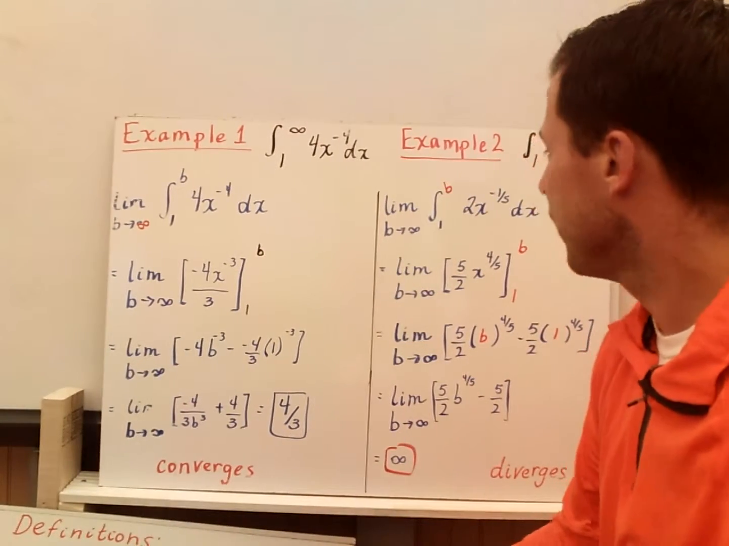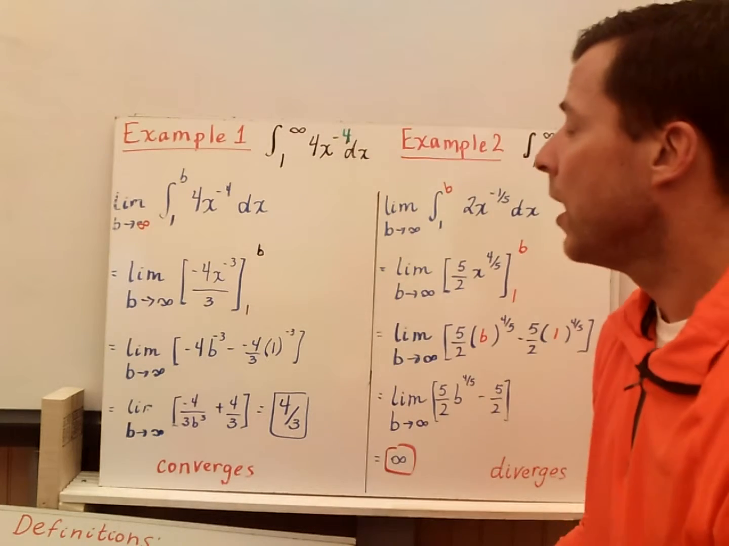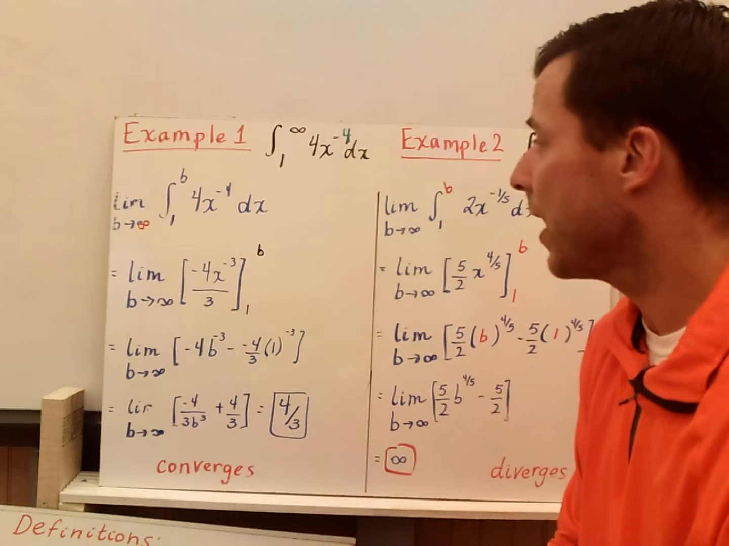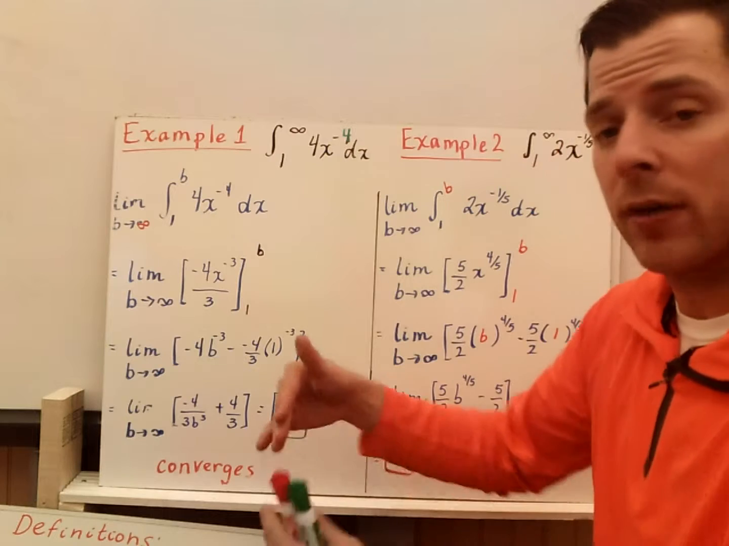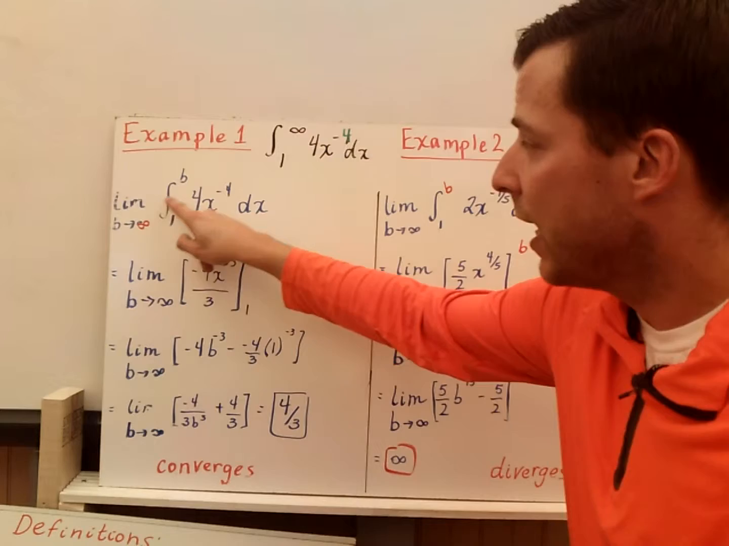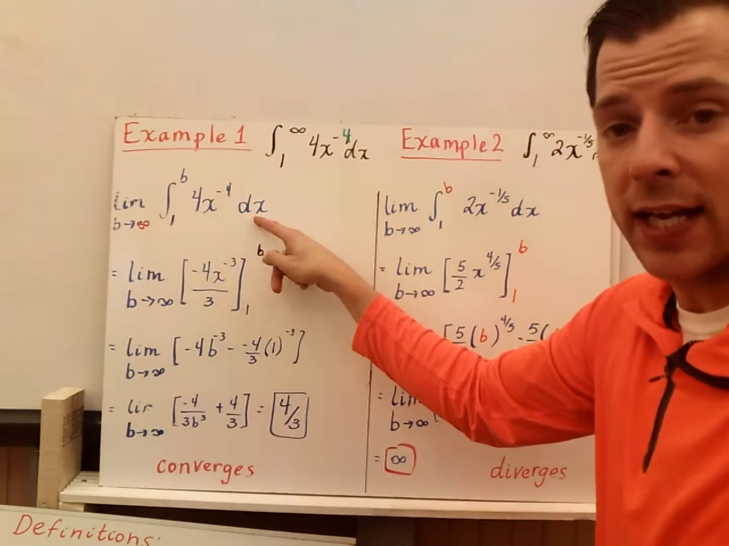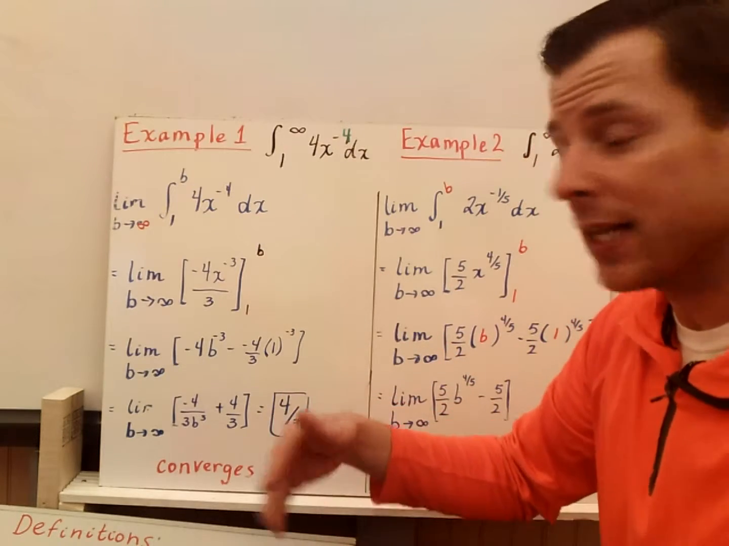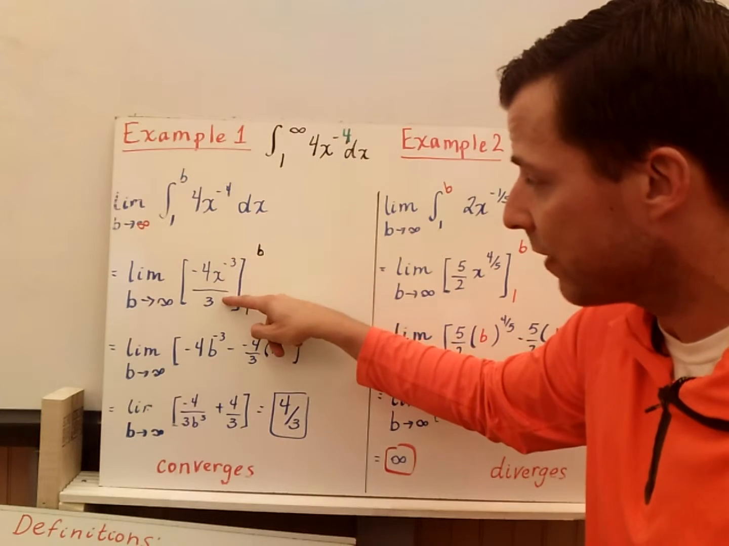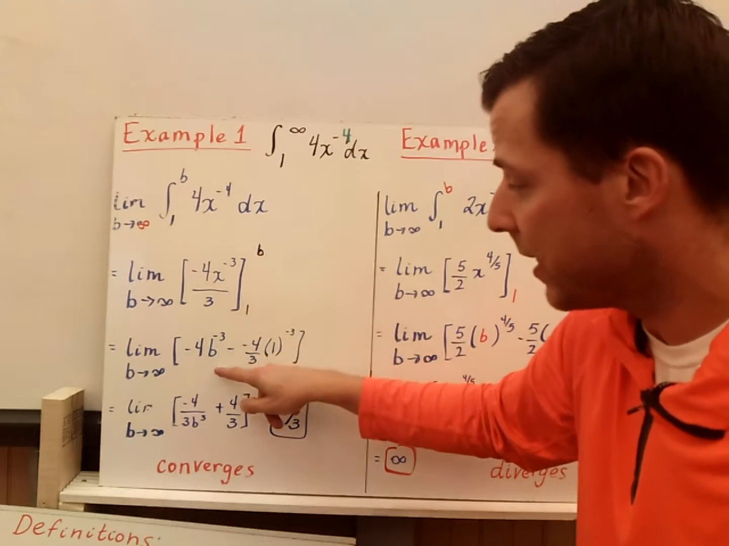So, first example: the integral from 1 to infinity of 4x to the negative 4. Here's what we're going to do. We apply the definition first. The limit as b is approaching infinity, and notice I switched my infinity with b, of 4x to the negative 4 dx. So I apply the rule, then I take the integral. I take the integral of 4x to the negative 4th, and this is what I get. And I've got to evaluate that from 1 to b.